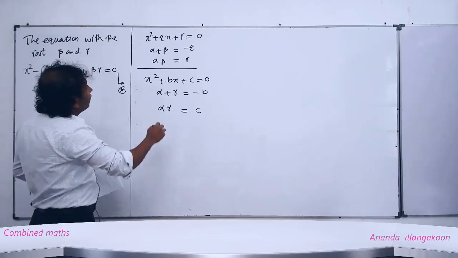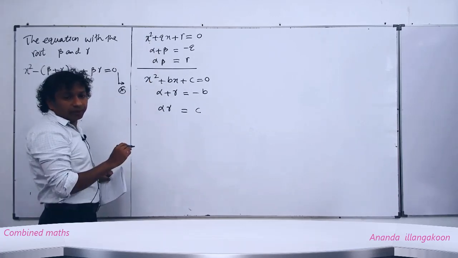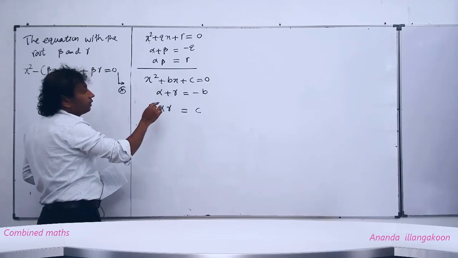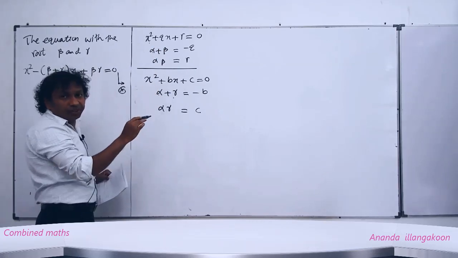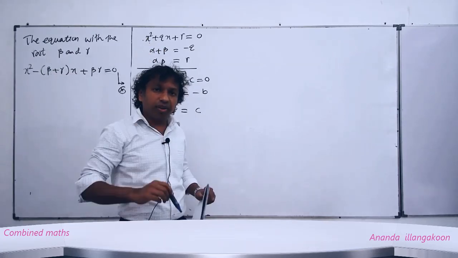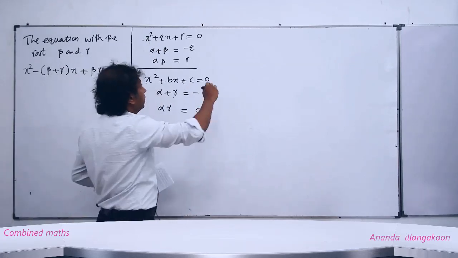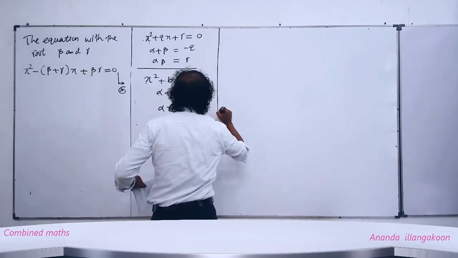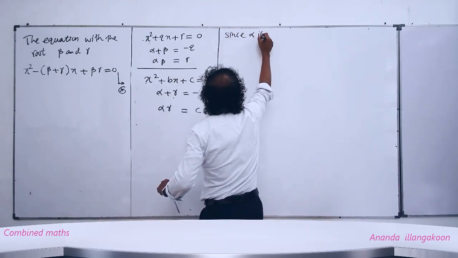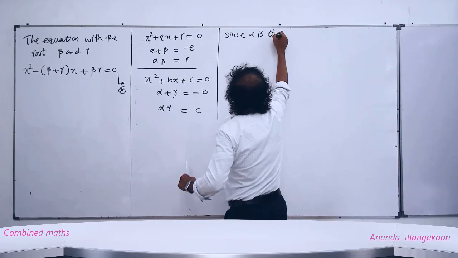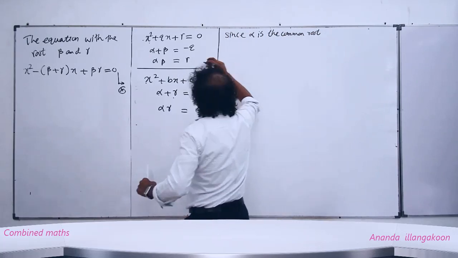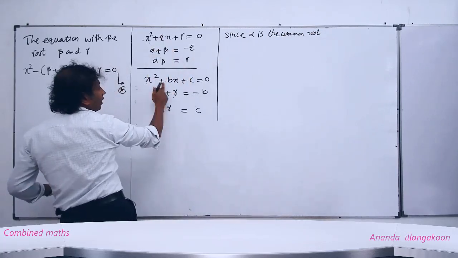Now you can see this equation has two roots alpha, beta. This equation has the roots alpha, gamma. Then you can see this equation and this equation have a common root. What is the common root? Alpha. Then you can see, people, first thing is this. Since alpha is the common root, then alpha should satisfy this equation as well as this equation.